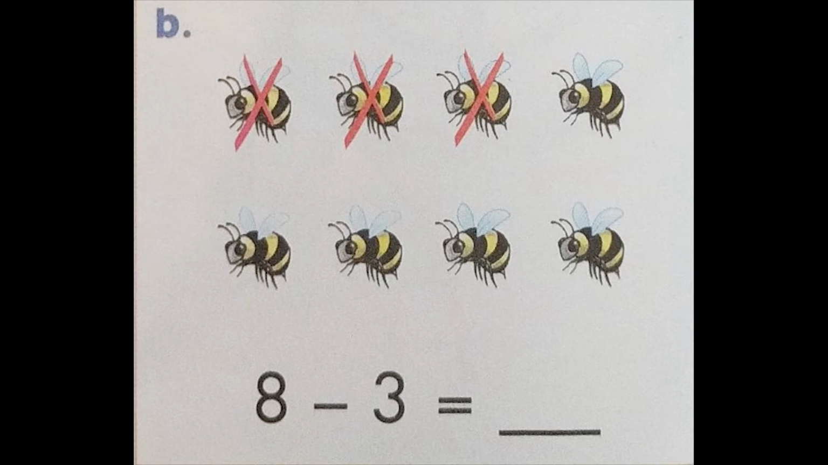8 minus 3 equals. I'm not going to tell you the answer for this one, so you have to figure it out all by yourself. So there are 8 bees, and they take away 3 of them. How many are left? Go ahead and pause the video because we're about to move on to the next one. 8 minus 3 equals what?